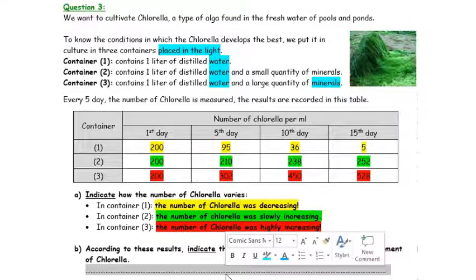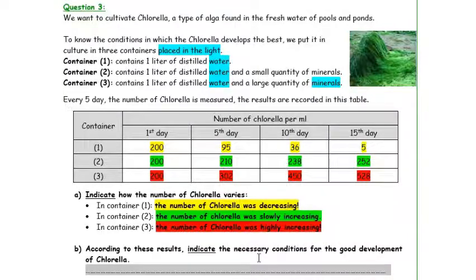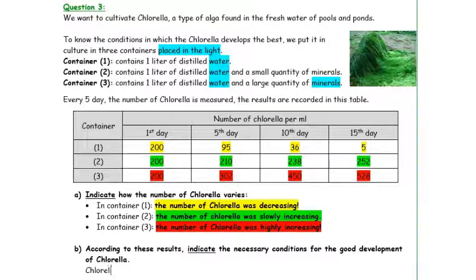So, what are the necessary conditions for the good development of chlorella? We'll say chlorella needs light, water, and a sufficient, a good amount of minerals to grow healthy.